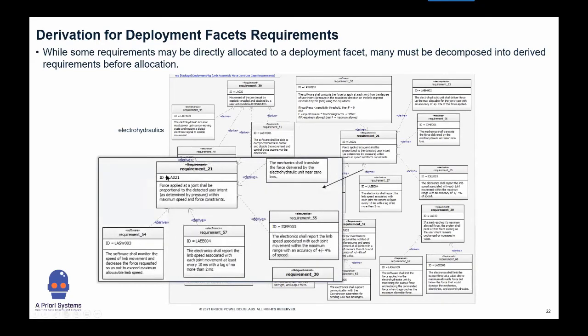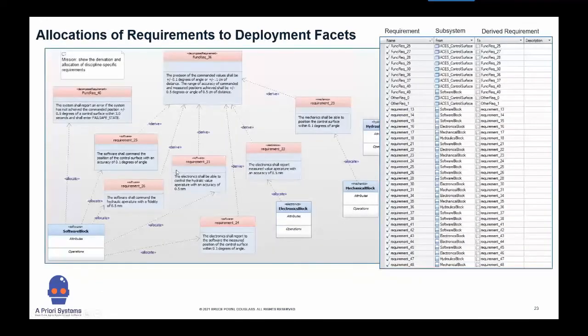So we take a subsystem level requirement and we derive from it software requirements, a couple of electronic requirements, and a mechanical requirement. These then get allocated with allocation relationships to those software blocks we saw in the deployment architecture. So here's again the subsystem requirement. It derives into some software requirements, which then get allocated to the software block, or the electronics block, or the mechanical block. And these can be represented again in tabular form.